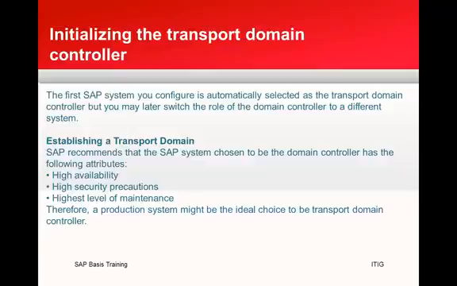Establishing a transport domain. SAP recommends that the SAP system chosen to be the domain controller has the following attributes. One is it should have high availability, high security precautions, and the highest level of maintenance. A development system could be chosen, but a production system is more secure. Therefore a production system might be the ideal choice to be the transport domain controller.